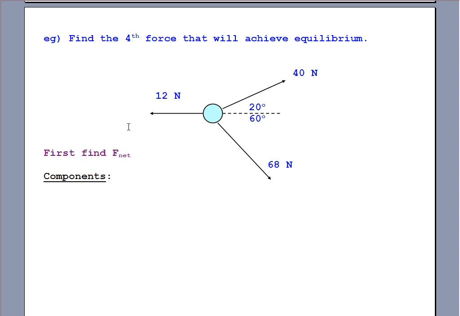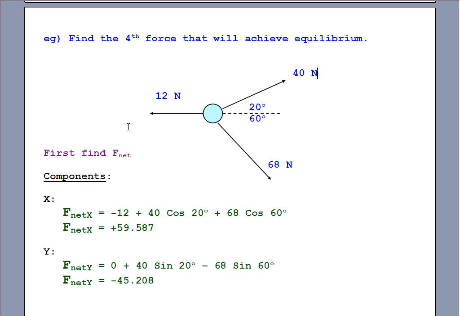So you could say, all right, component-wise, so far with just these three, in the x direction, I've got a negative 12. Okay, it's going left. And then I've got a positive 40 cos 20. It's going to the right. And a positive 68 cos 60. It's going to the right. And that all adds up to something that's not 0. It adds up to 59 newtons to the right. That is not good. We're going to need a force that pulls back with 59 newtons to the left.